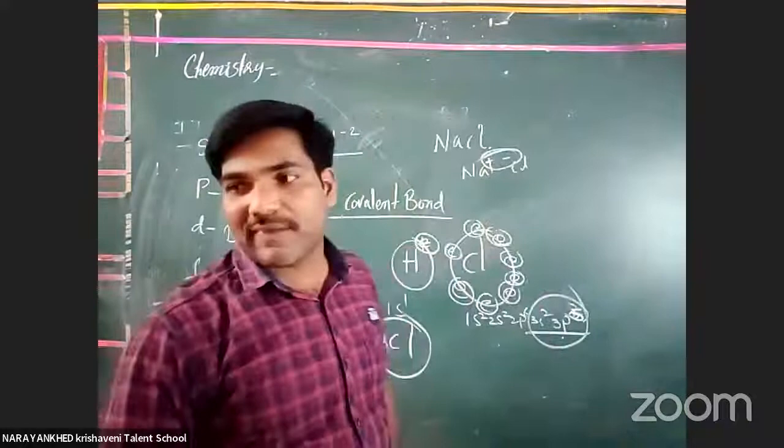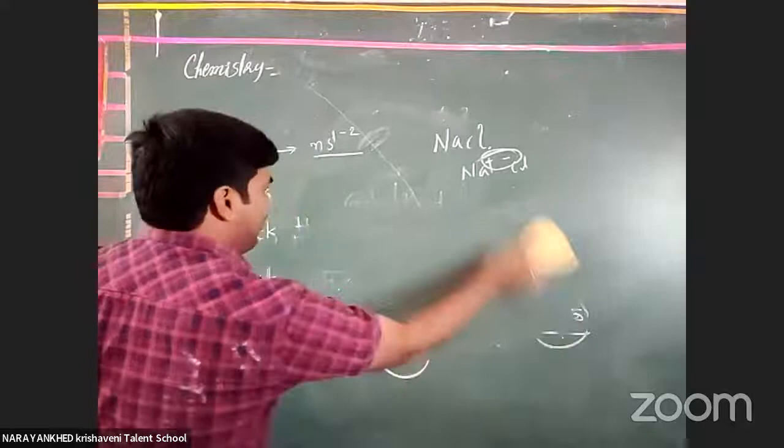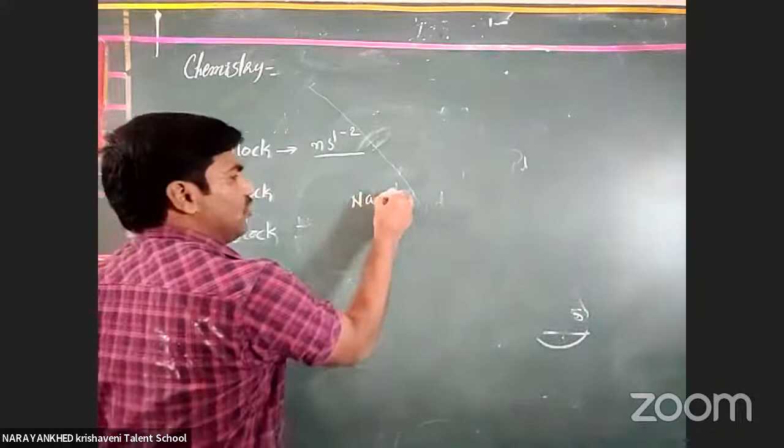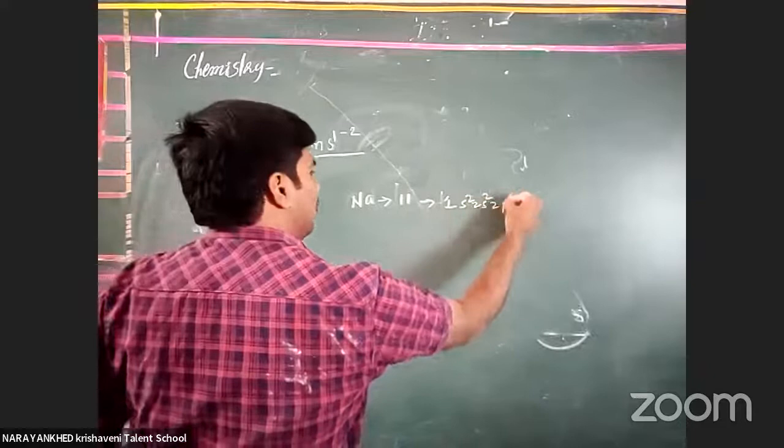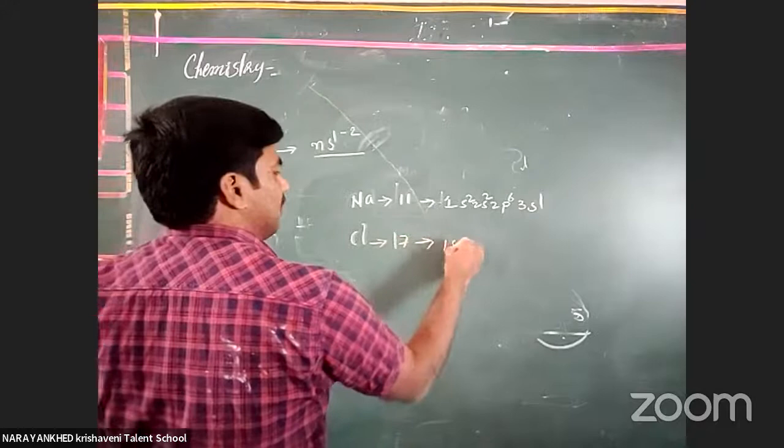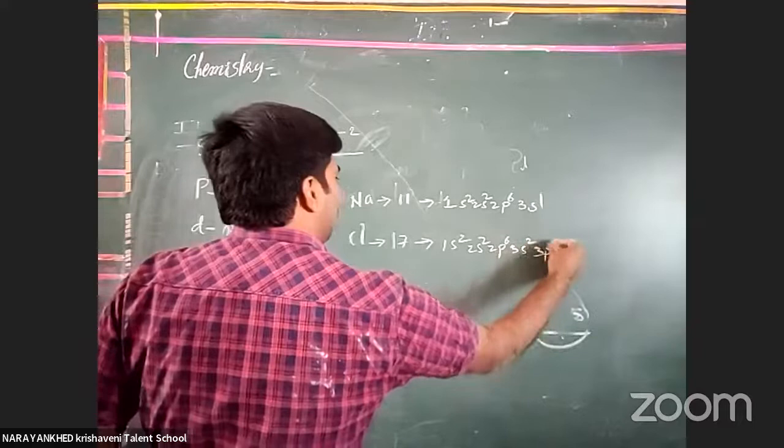One second, how is NaCl formed? Okay. Yes, how is NaCl formed? What is the sodium atomic number? 11. And it will become 1s2, 2s2, 2p6, 3s1. And you take chlorine. What is the atomic number? 17. 1s2, 2s2, 2p6, 3s2, 3p5. Okay, clear or not? Yes, after chlorine, what is there? Argon.